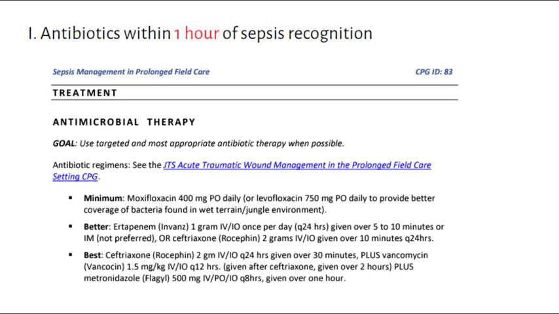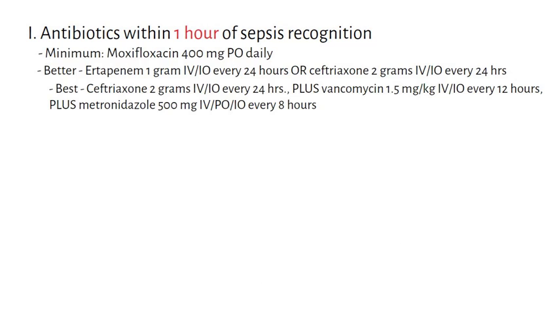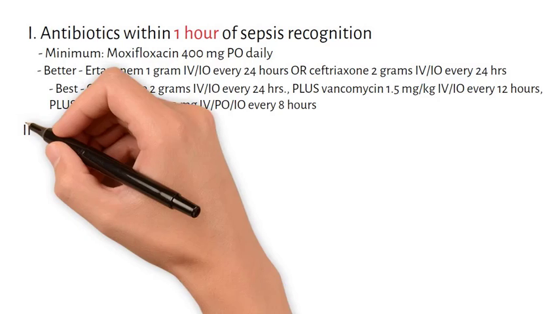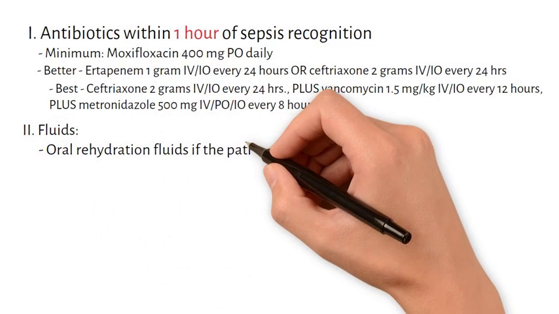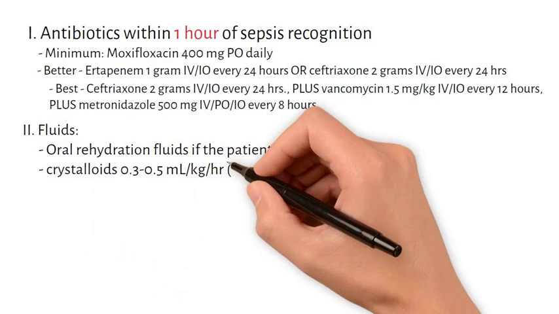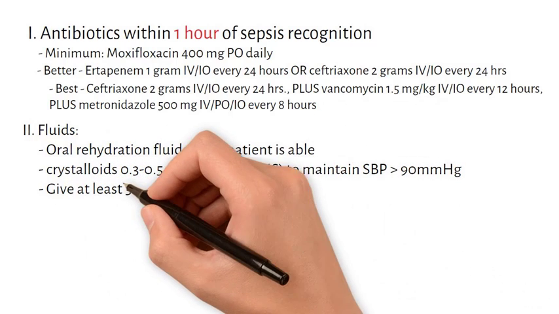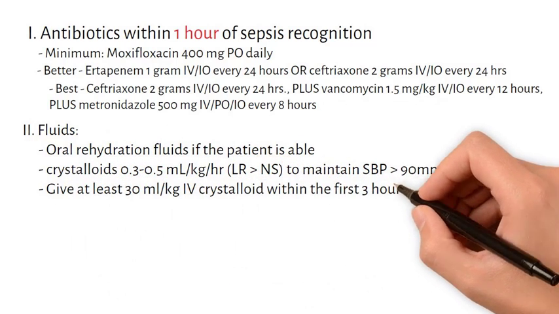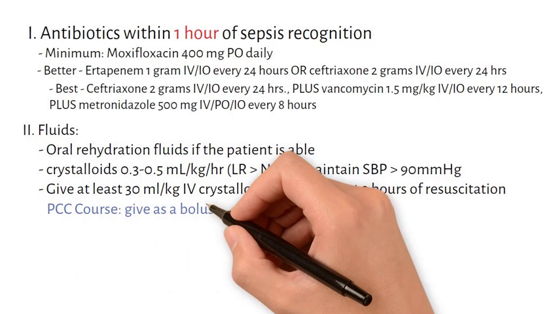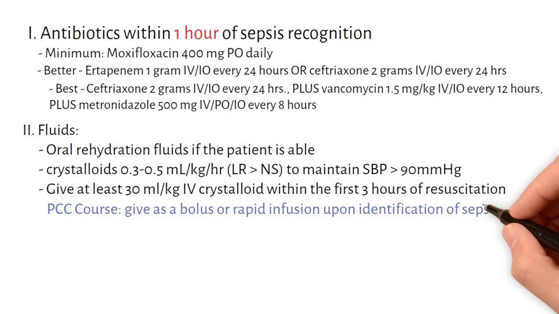In addition to antibiotics, treatment of sepsis involves administering fluids. This can be in the form of an oral rehydration solution if the patient is able to drink fluids, or IV crystalloids to maintain systolic blood pressure greater than 90 millimeters of mercury, with lactated Ringer solution as the preferred intravenous fluid.